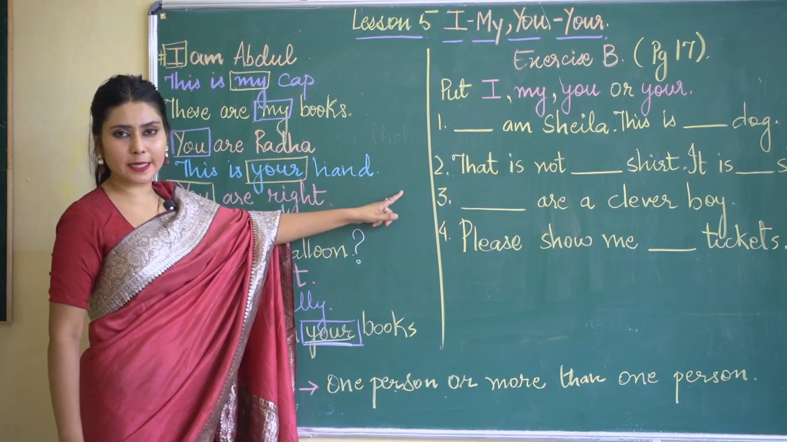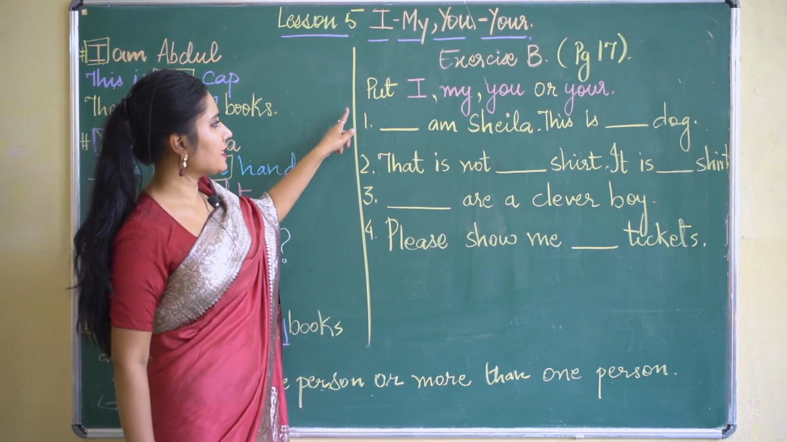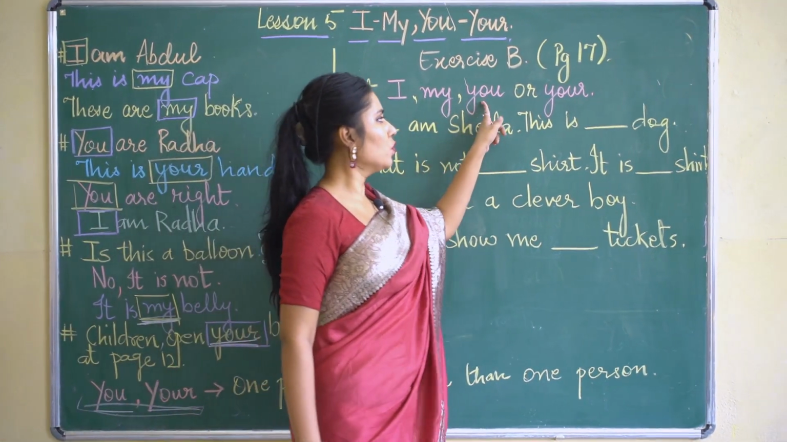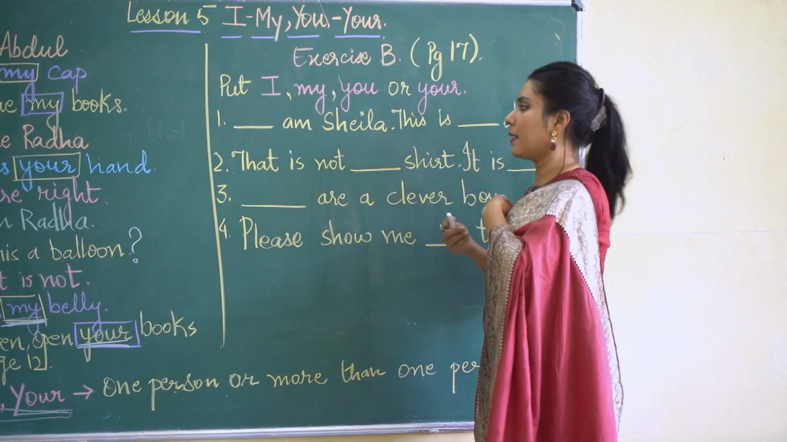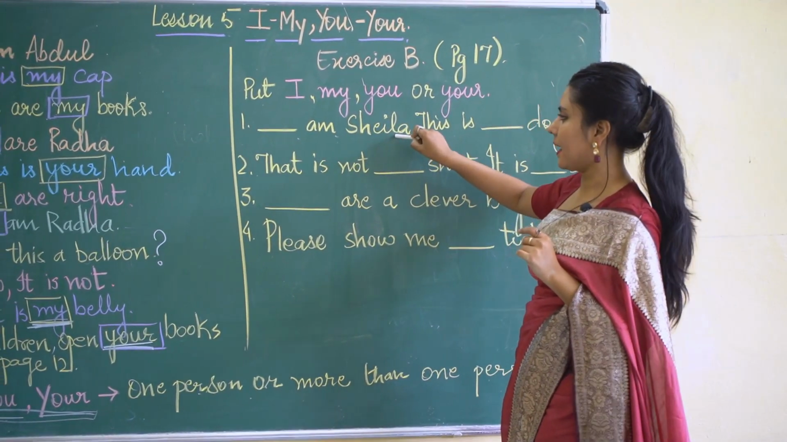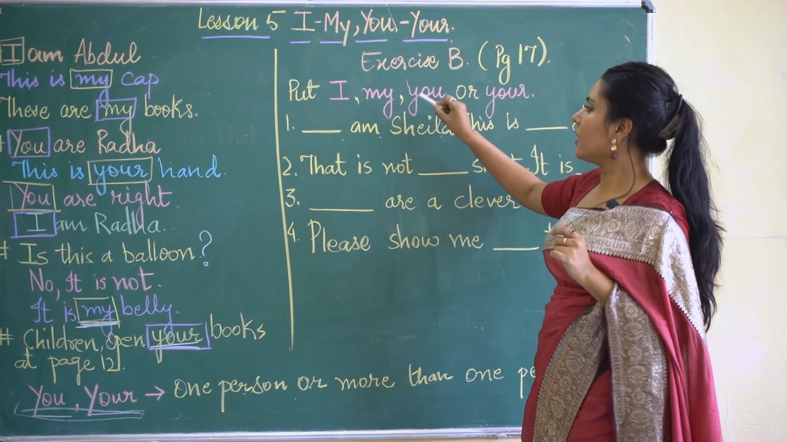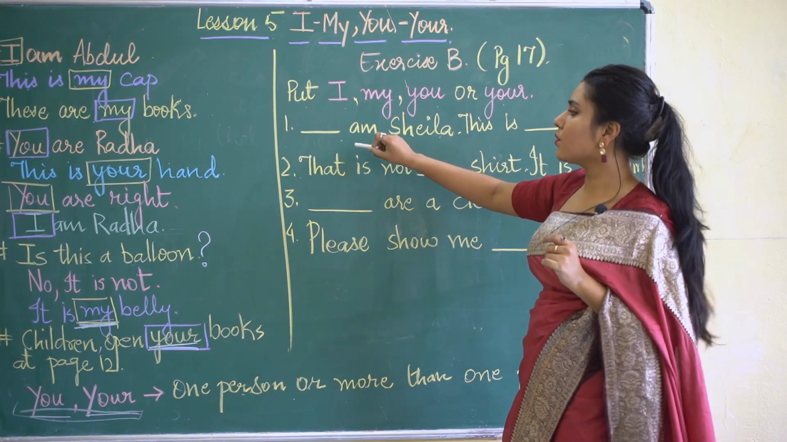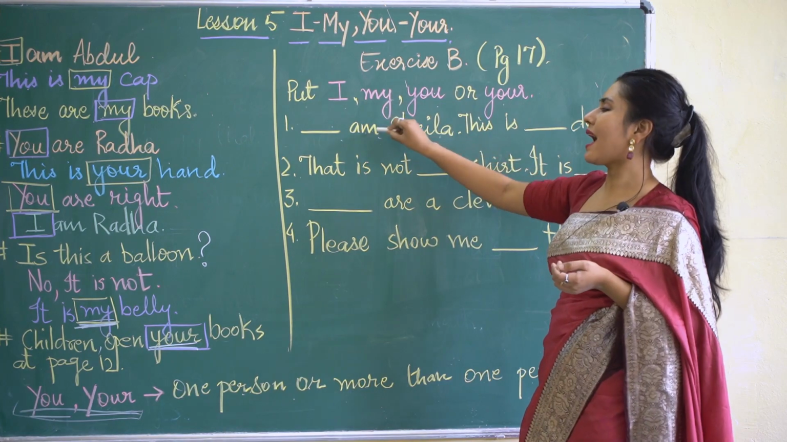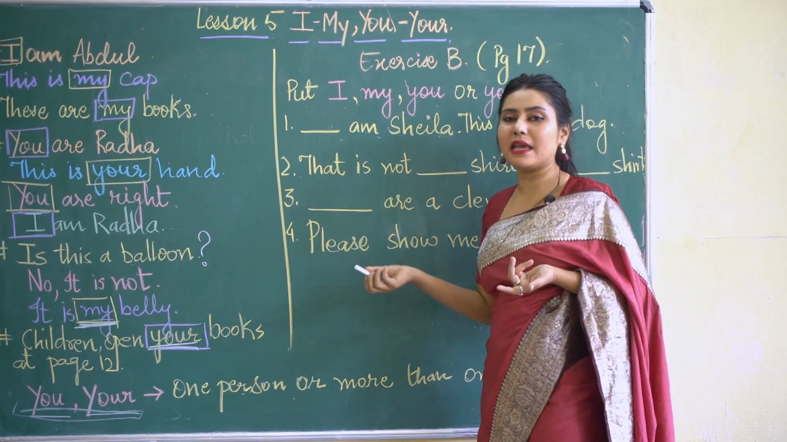Now we have an exercise of your book given on page number 17, in which you have to apply I, my, you or your to fill up the blanks. Now see, children, dash am Sheila. Here the options given are I, my, you, your. You cannot say my am Sheila, wrong. You am Sheila, again wrong. Your am Sheila doesn't make any sense.